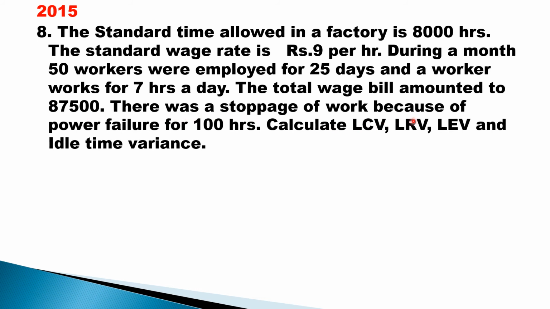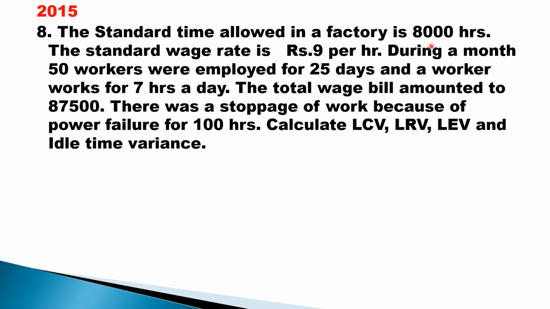There was a stoppage of work because of power failure for 100 hours. So this is called idle time. Idle time means the workers have not worked, simply they were staying quiet because there was power failure. So this will help us to find the idle time variance. So calculate LCV, LRV, LEV and idle time variance. So students, 8,000 hours is called ST, 9 rupee is called SR. So AR is missing and AT is missing.